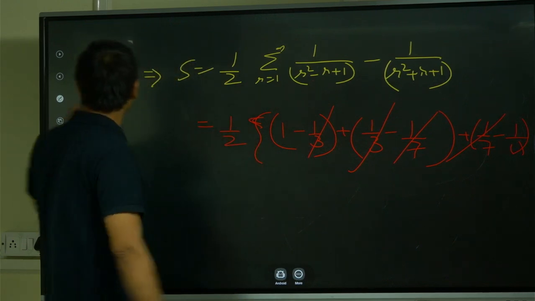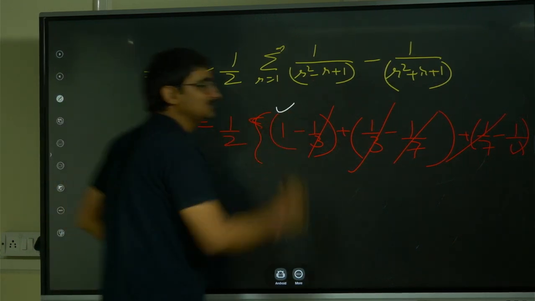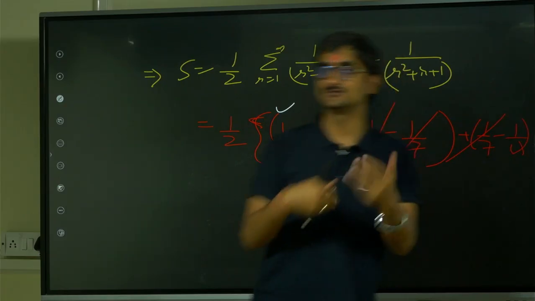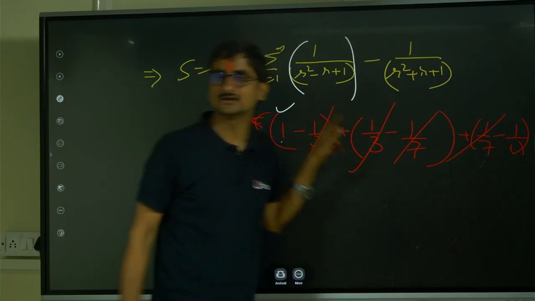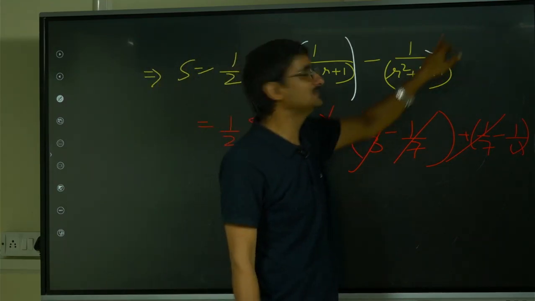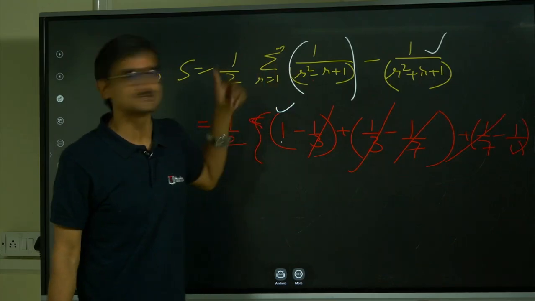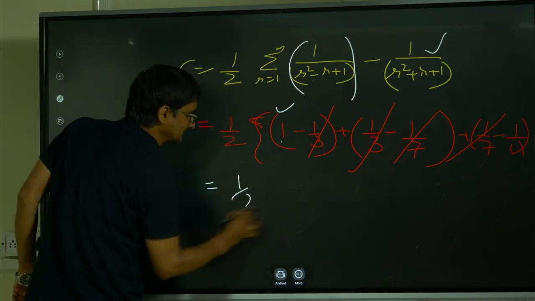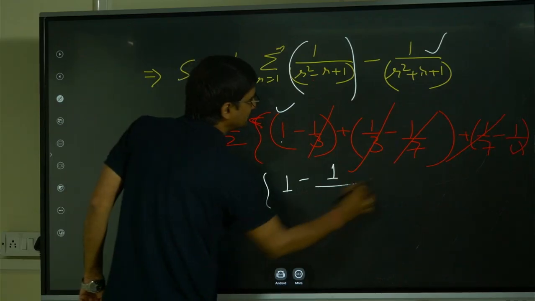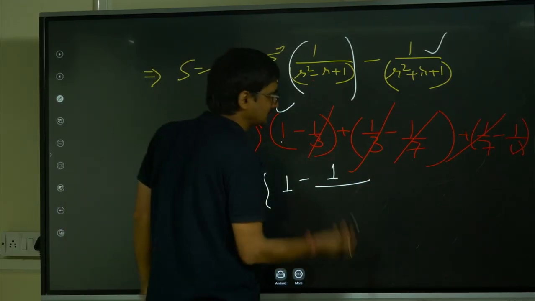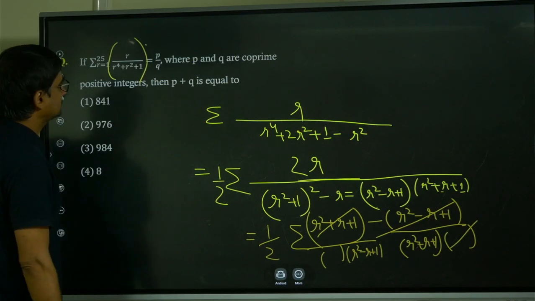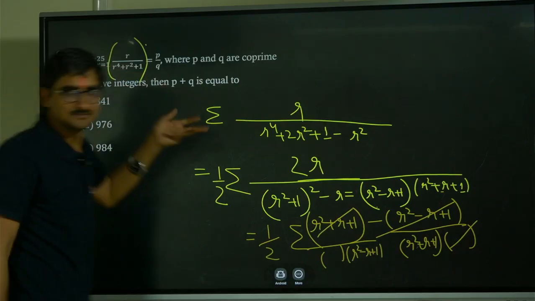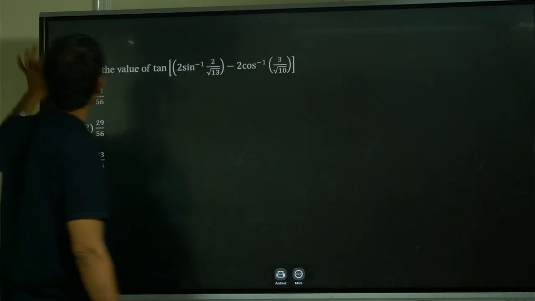Now what happens in such cases: if you are left with one term in the beginning, you are left with exactly one term in the last with opposite sign. So 1 with positive sign we are getting from here; with negative sign it has to be from here. How will you get it? By putting r as 25. So it is nothing but half times 1 minus 1 by 25 whole square, 625, 650, 651, and that's it. Whatever, we can simplify it into p by q form.